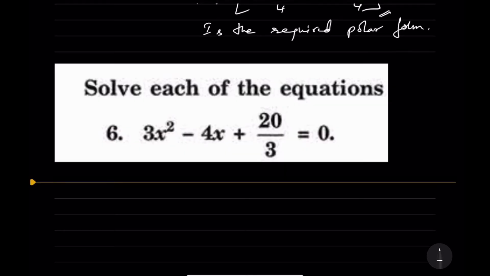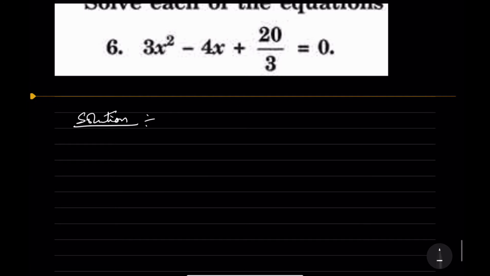x square minus 4x plus 20 by 3 is equal to 0. Here we have to solve by using the discriminant. And what do we get? If under the discriminant we get a minus sign, we get a complex number. So how do we do that? We'll see. We have done a whole exercise of this type.